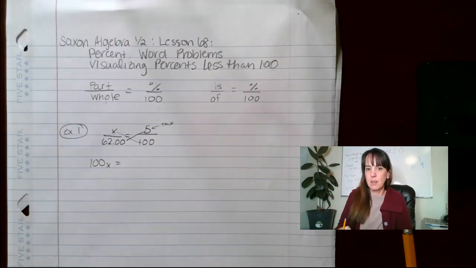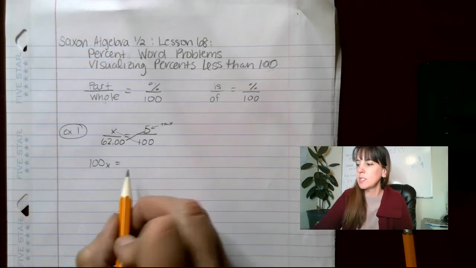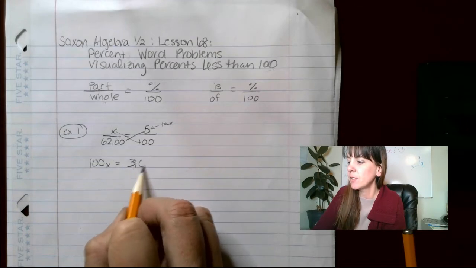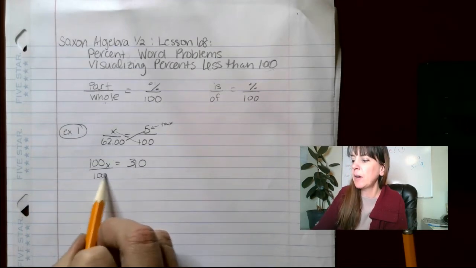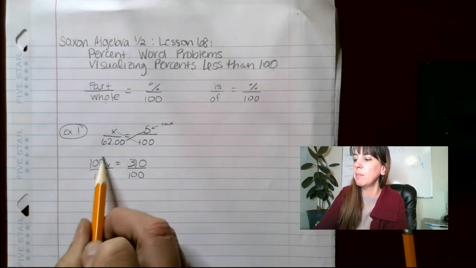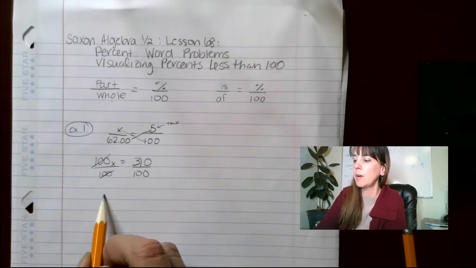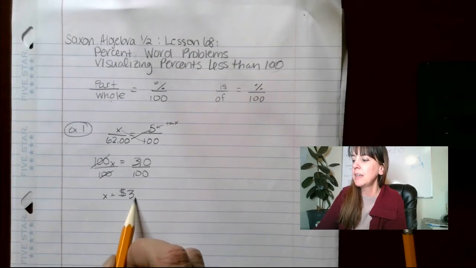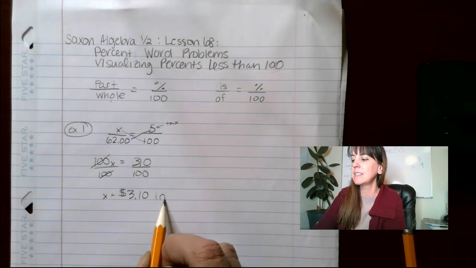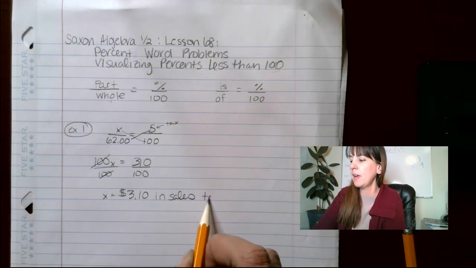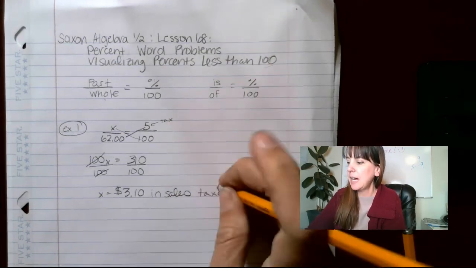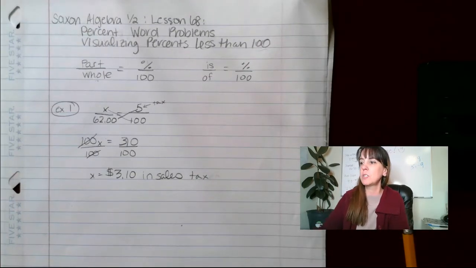Pardon my reach. Let me grab my calculator here. 62 times 5 gives me 310. Divide this by 100, divide this by 100. That moves our decimal over 2 spots. So X equals $3.10 in sales tax. That's how much he paid in sales tax. So that's how we do these percent problems to start.